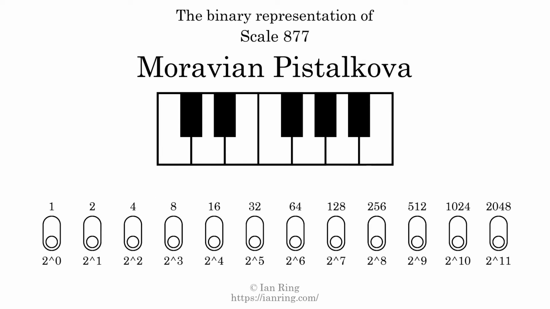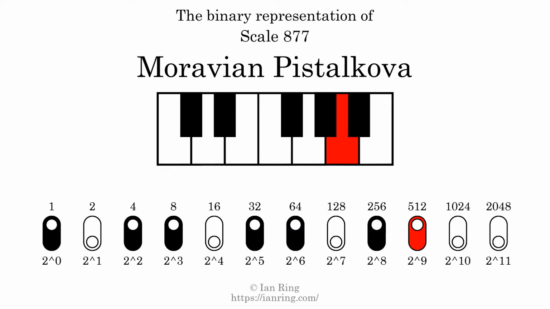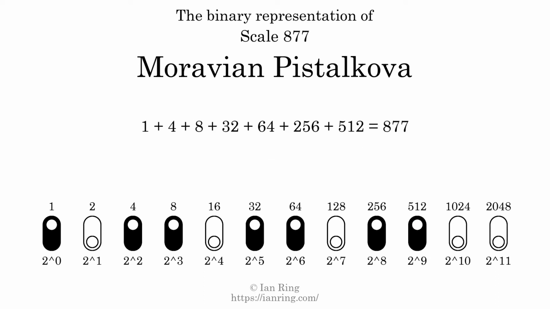The binary representation of this scale is determined by mapping tones of the scale to binary digits. Each binary digit represents a power of 2. To get the scale number, we add the powers of 2 together. The powers of 2 that are present in the scale, all added together, equals 877. That is why the scale number, in decimal, is 877.